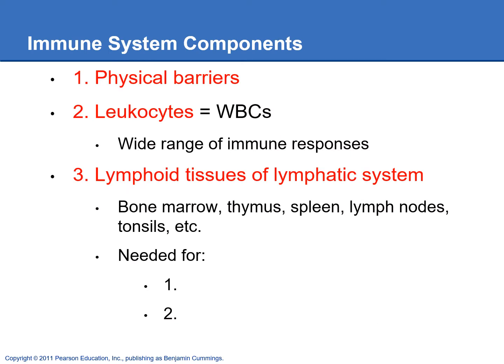The immune system components include the physical barriers, which are the skin and mucous membranes, the leukocytes or white blood cells, and also the lymphatic system. The lymphatic system is needed for two things. It's needed to produce the white blood cells, and second, it's needed as a place for the white blood cells to hang out and look for any invaders.